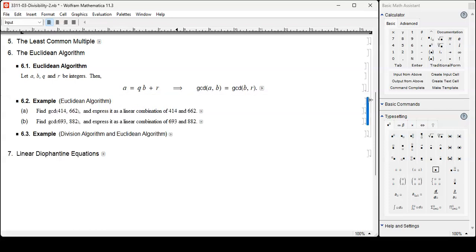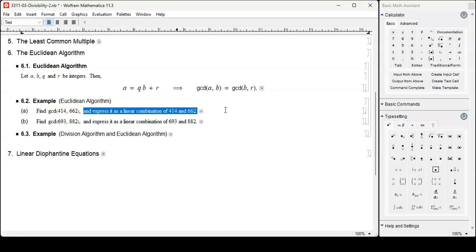Before proving it, let's do an example problem at least once to find out how things are going. Here's the first problem. Find the GCD of 414 and 662, and then express it as a linear combination of those, well, that can wait. And same goes over there. Yes, we'll do those, but those can wait. How can you handle the GCD computation like this?